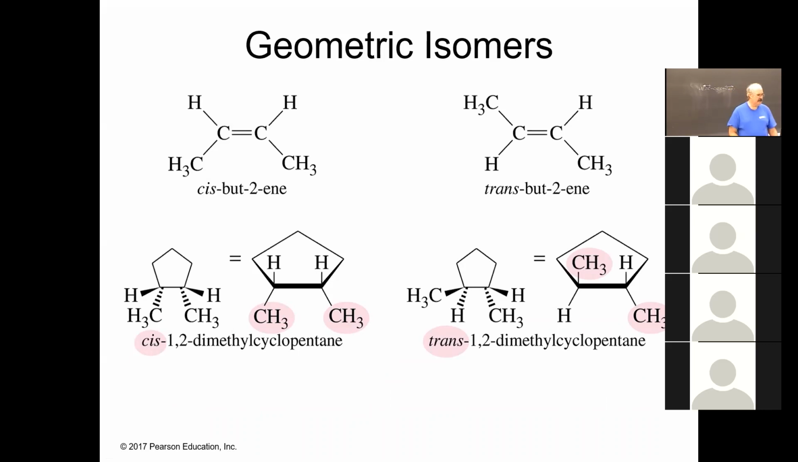You can have geometric isomers with cycloalkanes, cis and trans, and these are a couple ways that we can represent cis and trans. With a perspective drawing like this, or with the dashes and wedges. Wedges indicate groups coming forward, the dashes going back. So to go from cis to trans, we actually have to break a bond and then reform it.